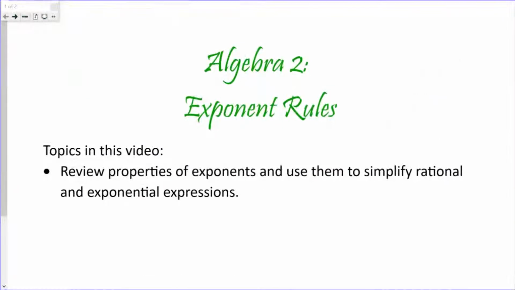All right, this video was about exponent rules. We looked at properties of exponents and used them to simplify rational and exponential expressions. We also introduced negative exponents and fractional exponents.